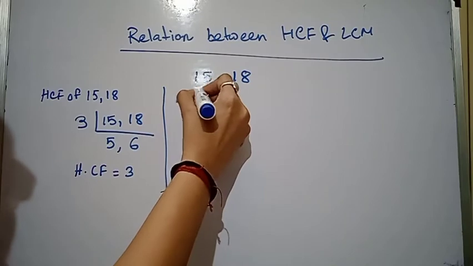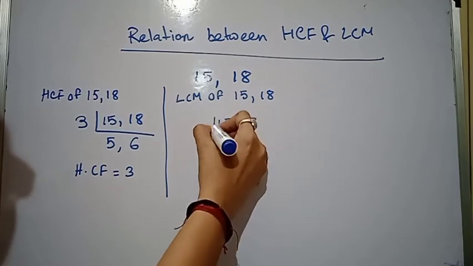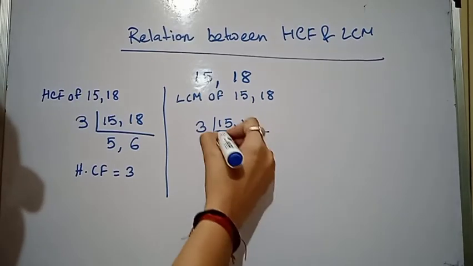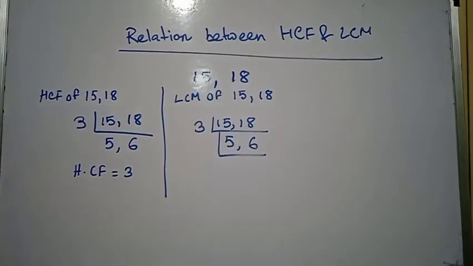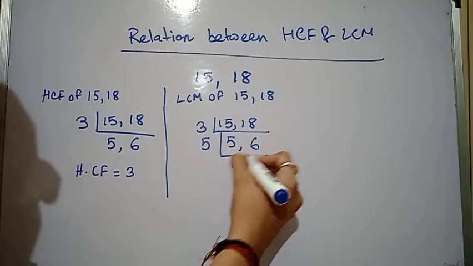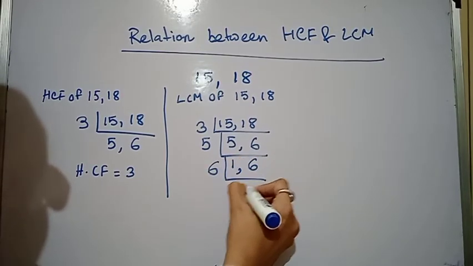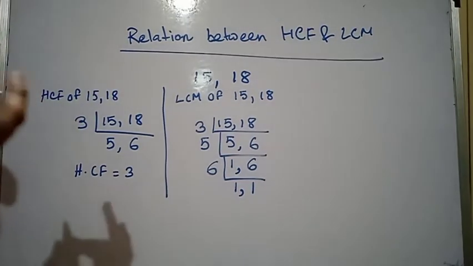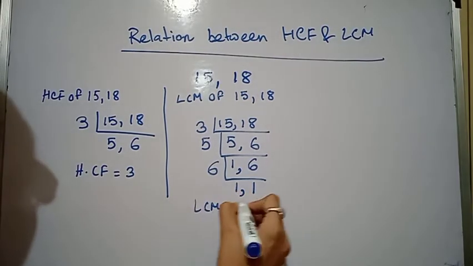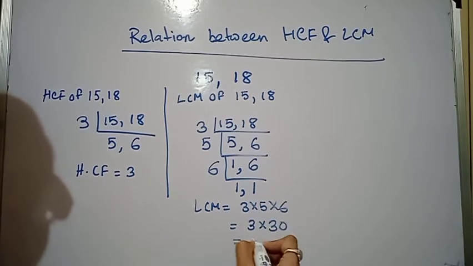Next I am going to find the LCM of 15 and 18. In this portion also I am going to divide them using 3. So I am getting 5 and 6. But as I am finding the LCM, I will divide 5 and 6 again. Dividing 5 I get 1, but 6 cannot be divided, so 6 is divisible by 6 only. So I can write the LCM as 3 into 5 into 6, that is 3 into 30, or 90.